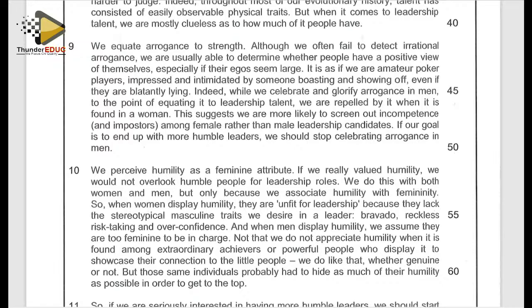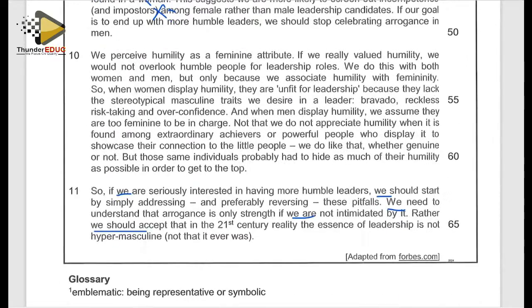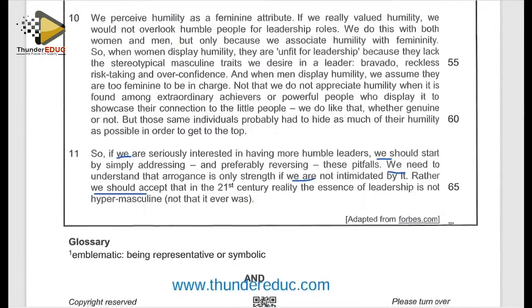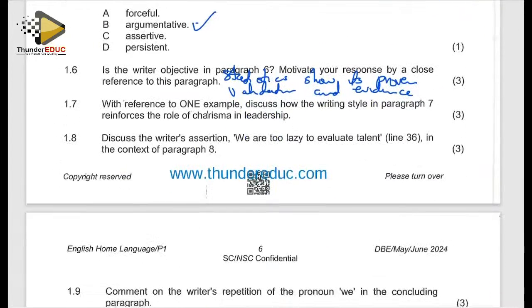Yes, very true. Impressed and intimidated by someone boasting and showing off. They are blatantly lying. I believe that's what Rudy has done. So there's the connection. You must find the connection when you come to each paragraph. You connect, and then that's when you are going to be able to make the connection. Blatantly lying, that's what Rudy did. So as a result, he's an imposter. The word imposter is applicable to Rudy at this moment. And as a result, that's where we're saying he doesn't value humility. And as a result, he's deceiving. And as such, he's unfit for leadership. There's the connection. You must be able to find a connection there.